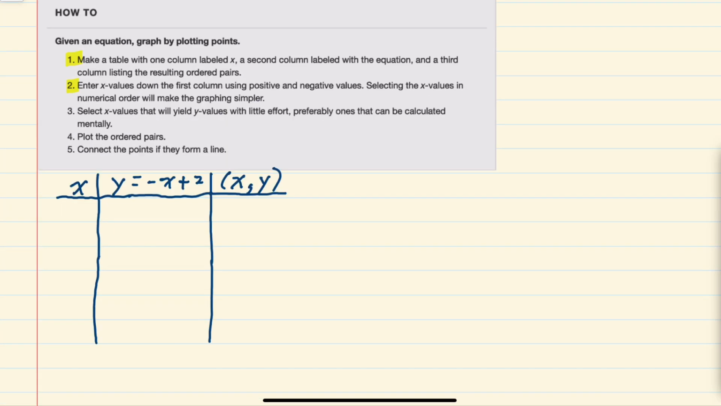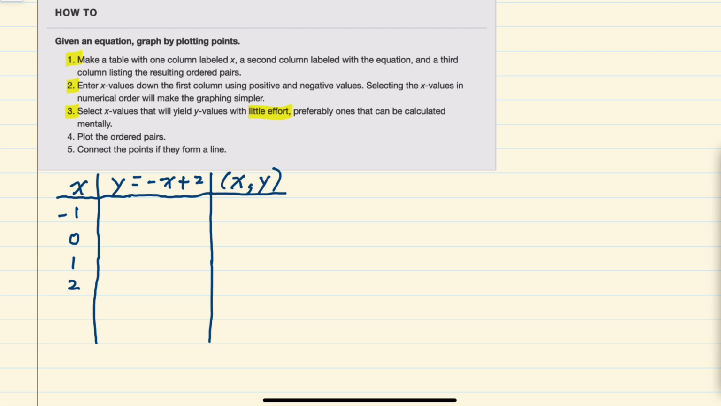And from here, in step 2, we're asked to enter x values down that first column using positive and negative numbers and selecting x values in numerical order to make graphing simpler. So in this example, I'll pick negative 1, 0, 1, and 2. We could do this with as little as 2 values, but doing more than 2 values will help us notice if a mistake has been made. And we were also told to choose those x values such that I can substitute them in with little effort, preferably ones that we can calculate mentally.